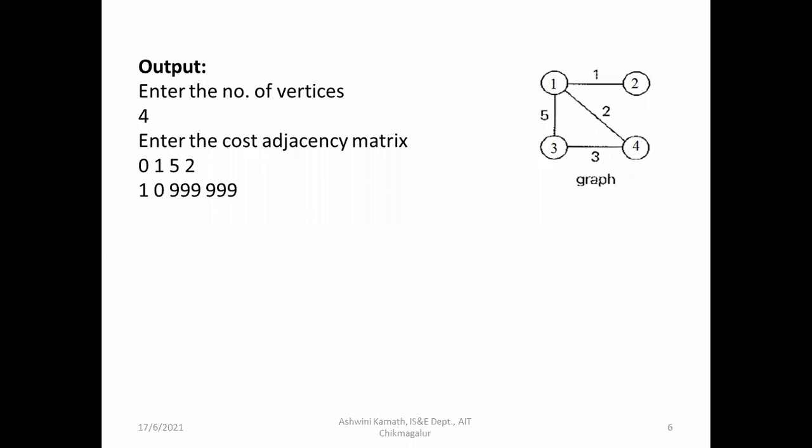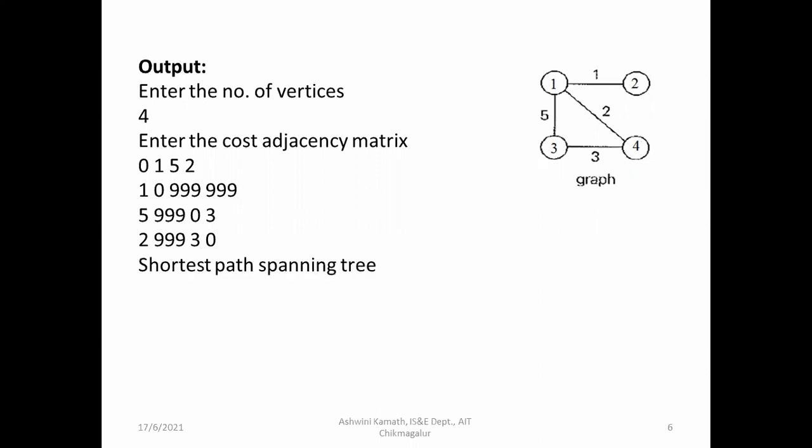Then from 2 to 1 is 1, 2 to 2 is 0 because we don't have a self loop. Then 2 to 3 there is no edge, so 999. 2 to 4 also there is no edge, so it is 999, because we don't know the distance from 2 to 3 or 2 to 4. So it is infinity. Then from 3 to 1 is 5, 3 to 2 is infinity, 3 to 3 is 0, and 3 to 4 is 3. Similarly, from 4 to 1 is 2, 4 to 2 is infinity, 4 to 3 is 3, and 4 to 4 is 0.